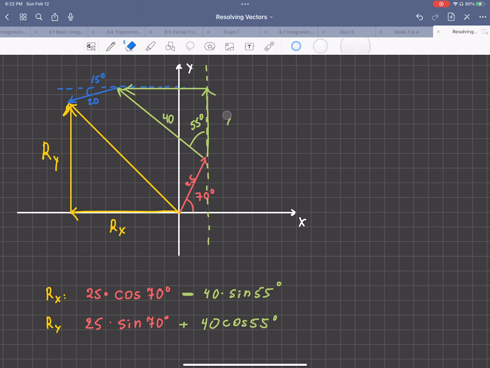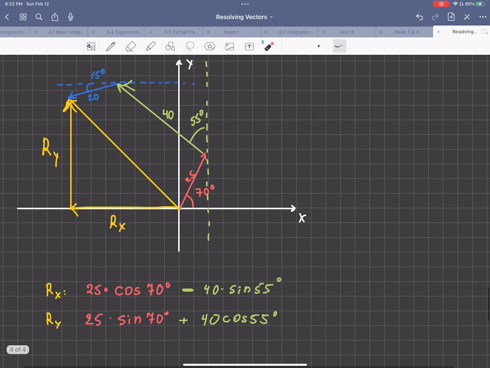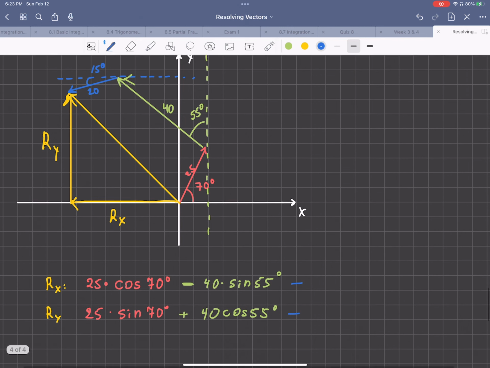I'm going to erase this so that I don't have too much stuff going on. As it is, this picture is too much stuff going on. Now I have to resolve this final blue vector. You can move a vector in parallel. As long as you maintain its direction and its length, you can move it anywhere pretty much. So you can see here that its x component will be negative and its y component will be negative. So I have to put down minus sign in front of both of these.